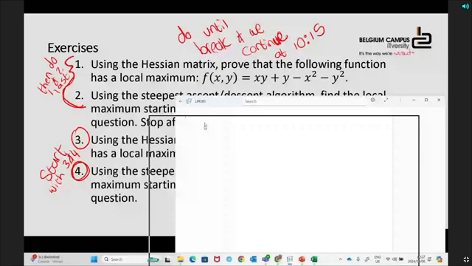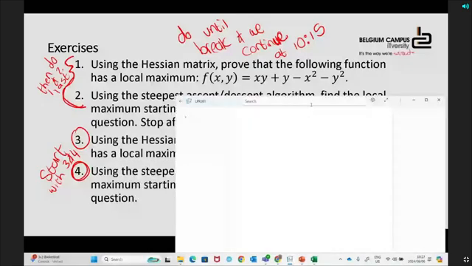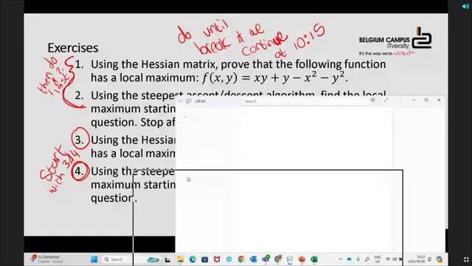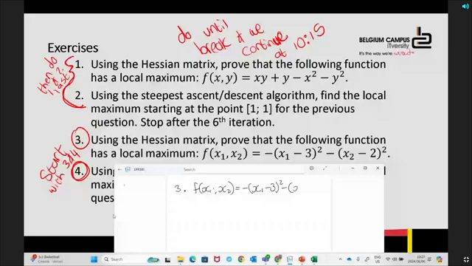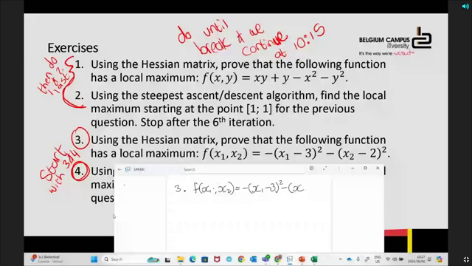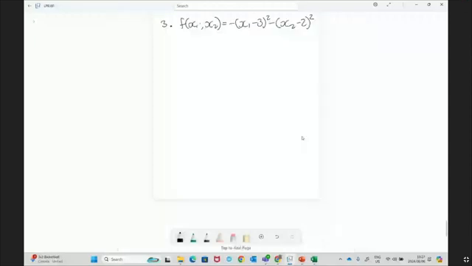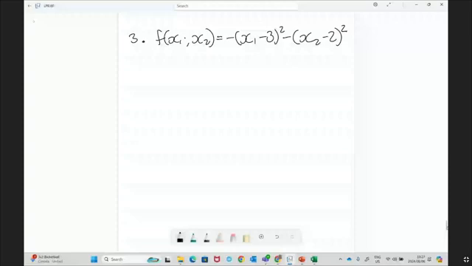So this one, question 3, we're looking at f of x1 and x2, where the function is minus (x1 minus 3) to the power of 2 minus (x2 minus 2) to the power of 2. So you could have gone now and multiplied out all the brackets. I am not going to punish myself because I know the chain rule. So I'm going to teach you the chain rule again.